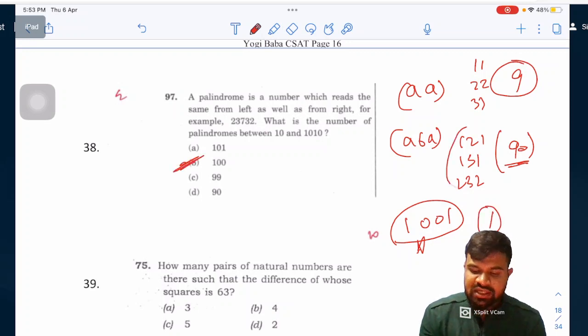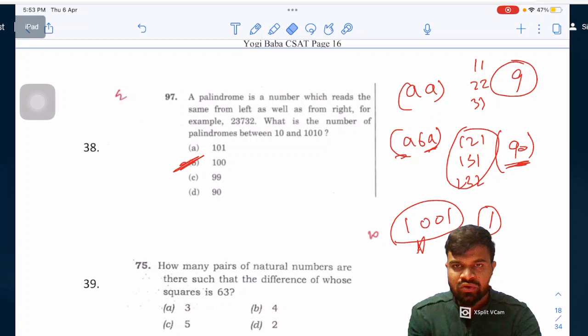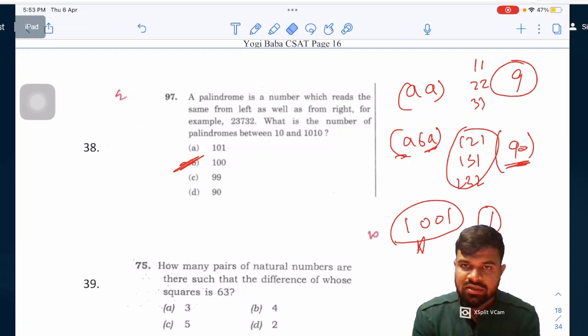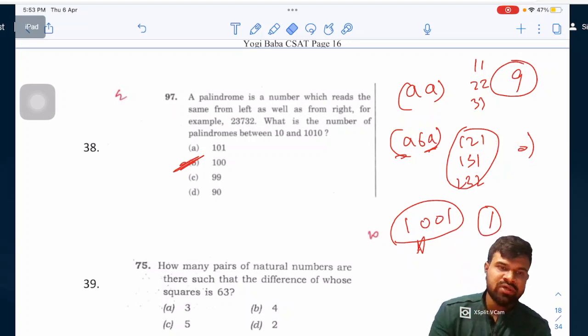This you can check, how they will be 90. Two places are fixed for A, and this number B can vary. So this is how it is 9 into 10, 90. This is how you do it.